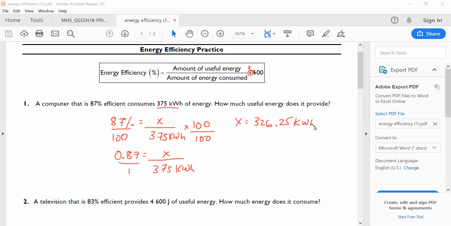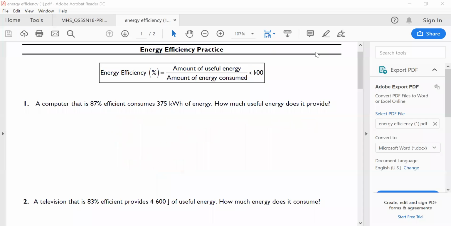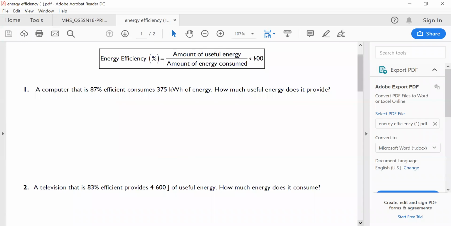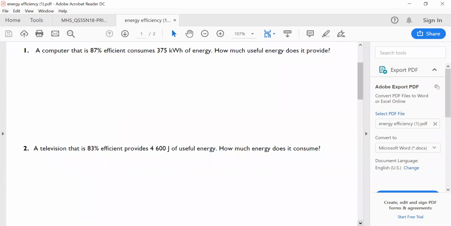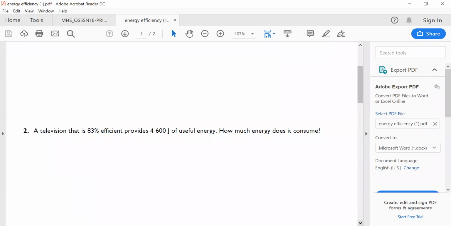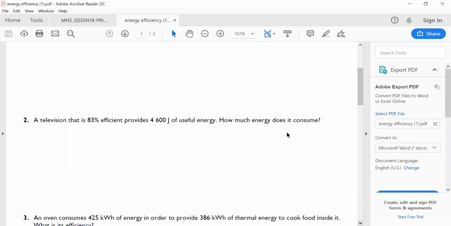So the next part to this is a television set. So I'm going to clear this. I'm going to go down a little bit here. And we see that the television provides 83% efficiency. That uses 4,600 joules of useful energy. So the same setup, 83% on the left, is equal to 4,600 joules, which you find on the right, divided by the amount of energy consumed.